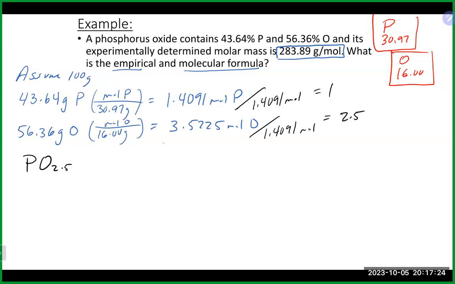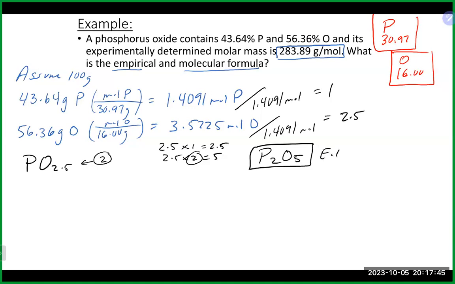We did this one earlier. We took 2.5 times 1 and got 2.5. Well, 2.5 times 2 gets us 5. So that is the factor we want to multiply this empirical formula by. We're going to multiply by 2, and that will give us P2O5 as our empirical formula. Any questions up to there?